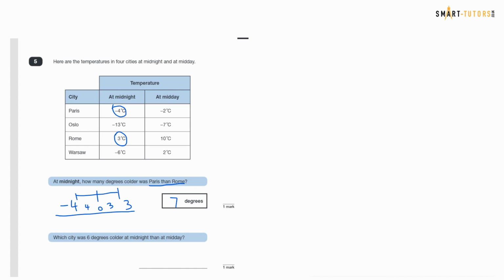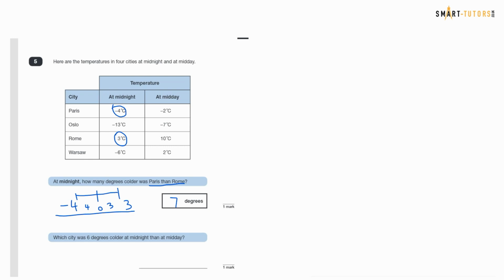Second question: which city was 6 degrees colder at midnight than at midday? So you need to know about the city. 6 degrees colder at midnight than at midday. So, midnight and midday, for each and every city we are going to calculate the answer.